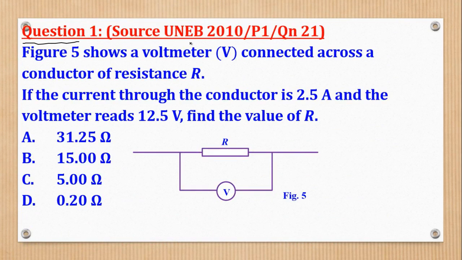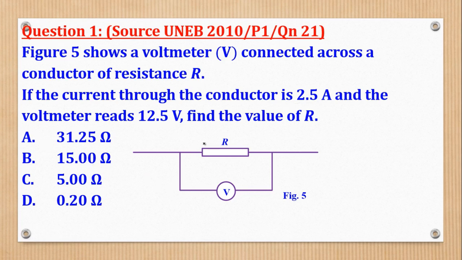So question 1 came from UNEB 2010 paper 1 question 21, and it says figure 5 shows a voltmeter V connected across a conductor of resistance R. If the current through the conductor is 2.5 ampere, and the voltmeter reads 12.5 volts. Find the value of R.